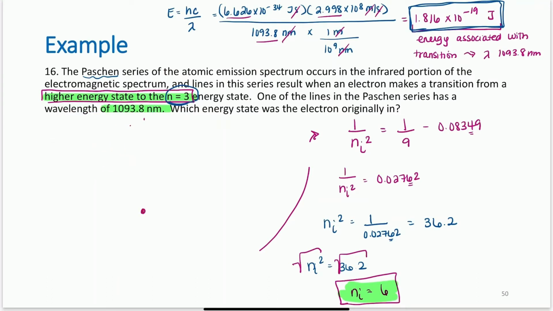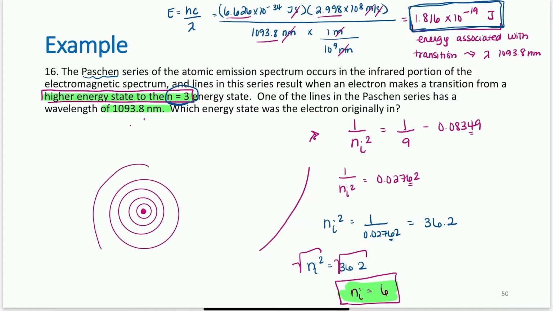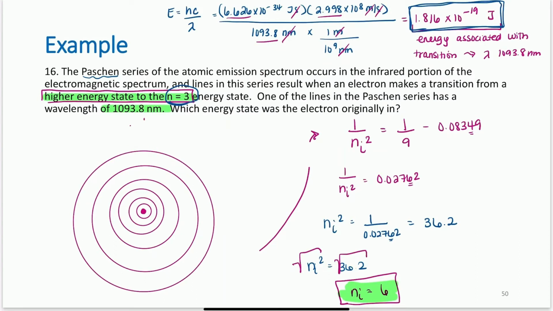Basically what we just solved, we've got the nucleus in the center, n equals 1, n equals 2, n equals 3, n equals 4, n equals 5, and n equals 6. I'm just going to put little numbers here to make it easier: 1, 2, 3, 4, 5, 6. What I just figured out is that if an electron travels from here to the n equals 3 level, it will release a photon of light at a wavelength of 1093.8 nanometers, specifically for hydrogen.